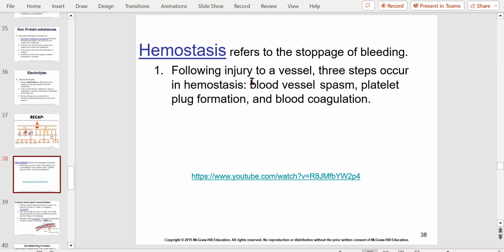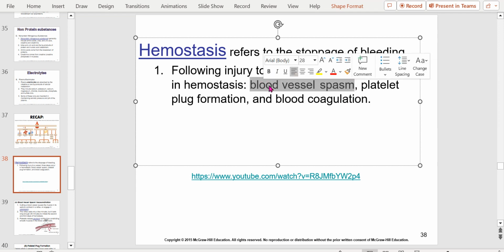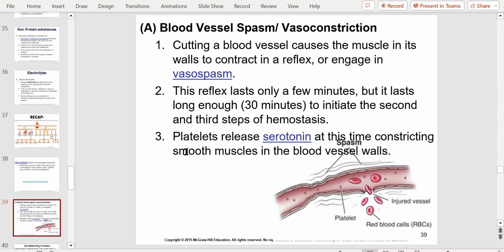So you'll see here the 3 steps. You've got blood vessel spasm, absolutely necessary. The blood vessel itself starts to freak out and wave. Then platelet plug formation, and eventually blood coagulation. Cutting a blood vessel causes the smooth muscle in the wall to contract in a reflex, what's called a vasospasm. This reflex lasts only a few minutes, but it lasts long enough, about 30 minutes, to initiate the 2nd and 3rd steps of hemostasis.